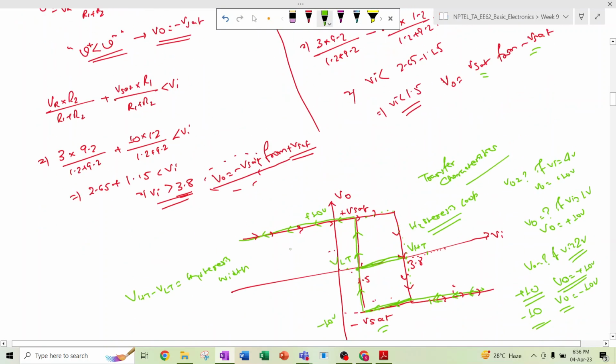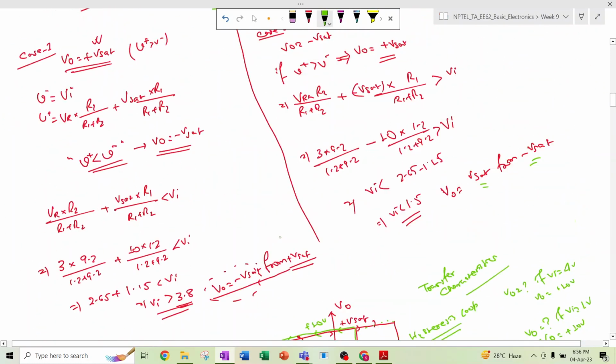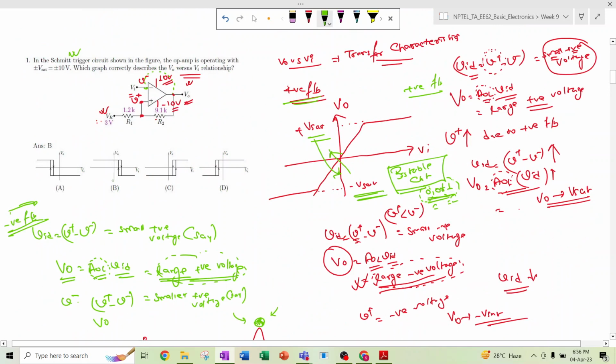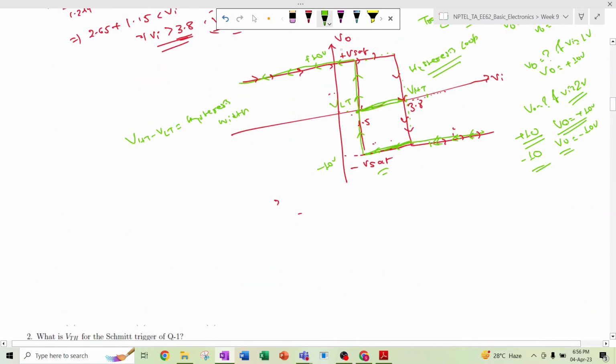In the given options, this curve matches with option B, because the right side arrow is downward and the left side arrow is upward. So this will be the answer. One more thing: in the hysteresis curve, the arrow is in clockwise direction.